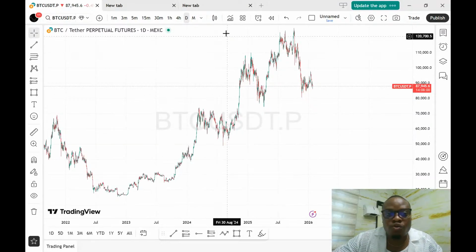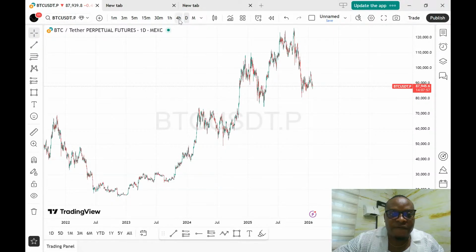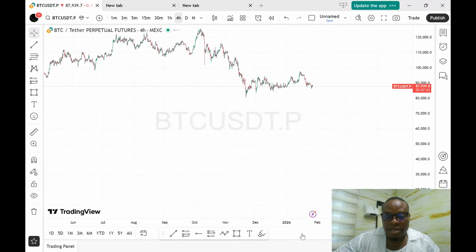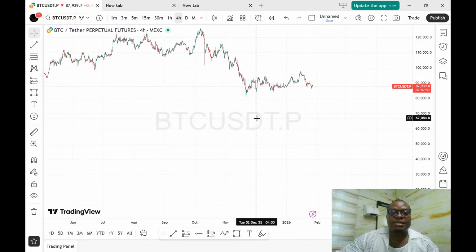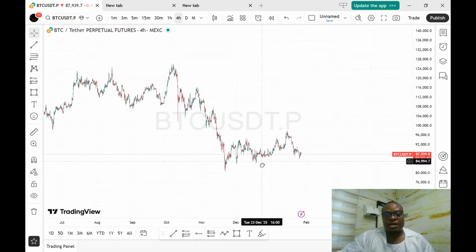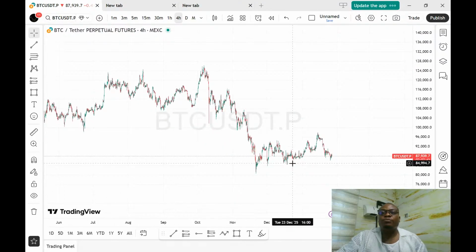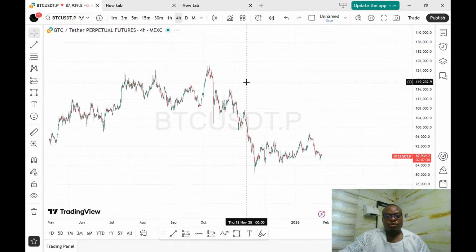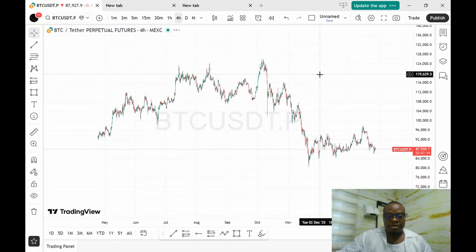to do is to come down to a 4 hours time frame to get your analysis correct, because you just understood now that the market is bullish. Then now you will not trade against the trend, so you'll be looking for a bullish buy entry. So now this is me on a 4 hours time frame looking for my entry.